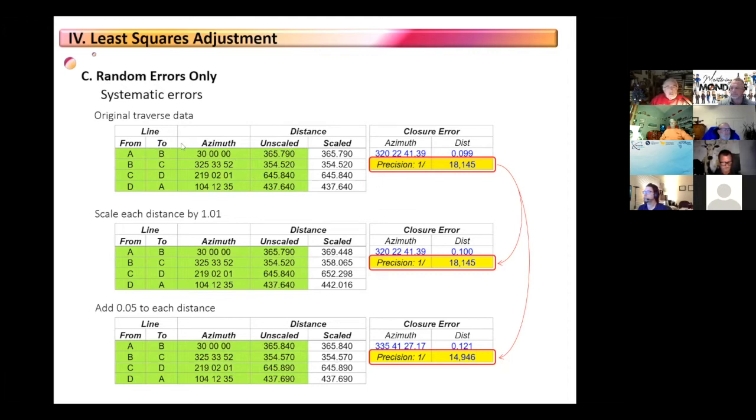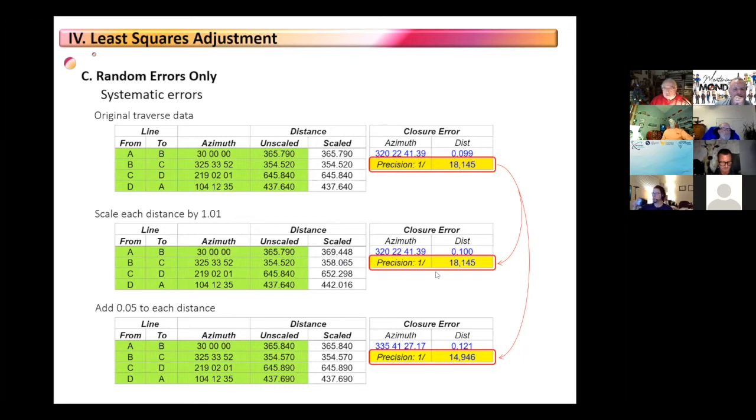Here is a 4-sided traverse with the original azimuths and distances with a scale of 1. So these scale distances are the same. This is how this traverse closed, 1 in 18,145. Okay. Now let's assume that they had the wrong parts per million correction in for the distances, and what happened was that each one is off by a proportional amount. So let's say I scale each distance by 1.01. So each of the distances got longer.